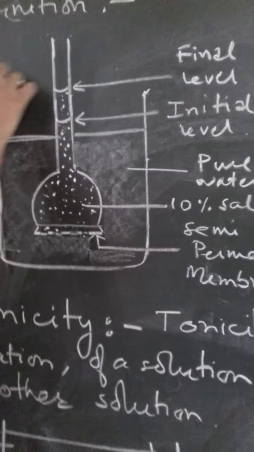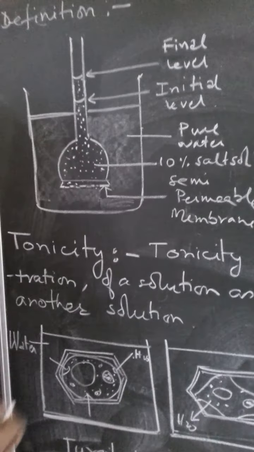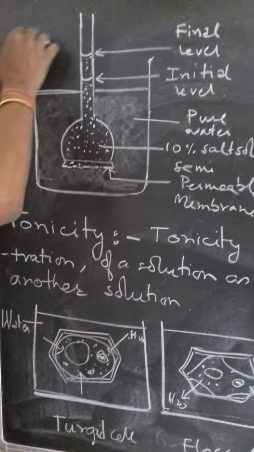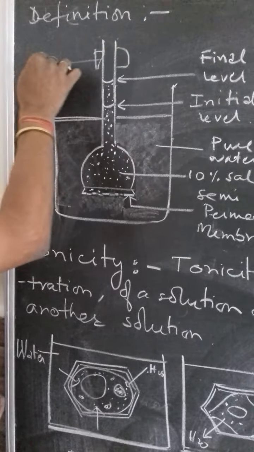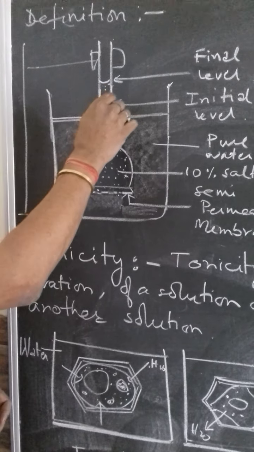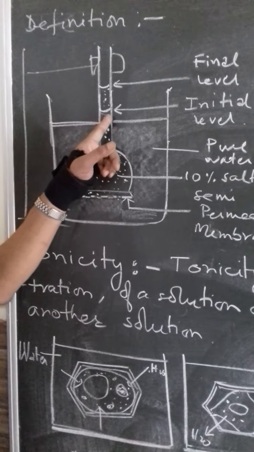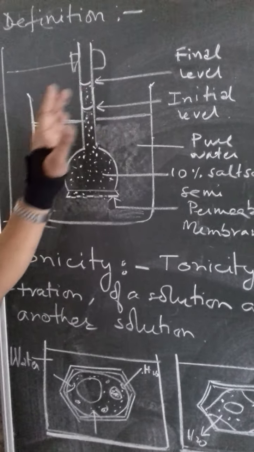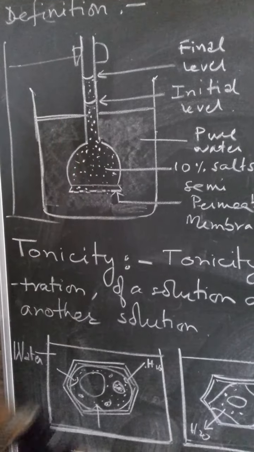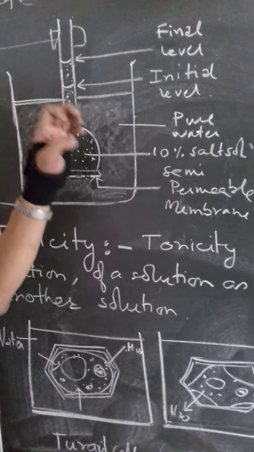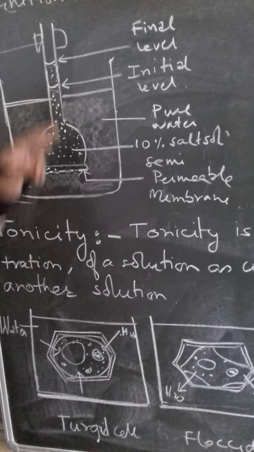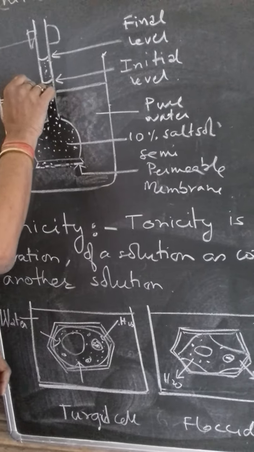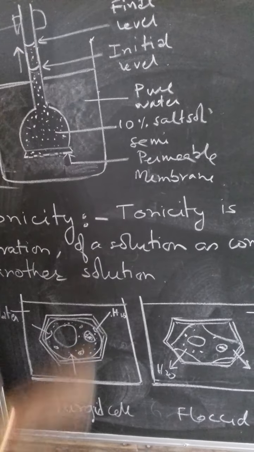Now we clamp this so that it stands erect. We can use a clamp stand here. Now we mark the initial level of the water inside the thistle funnel. So this is the initial level, and we keep it at rest for some time. We will see the water level rises here, or the level of the solution inside it rises.